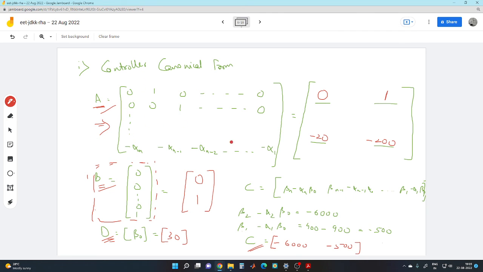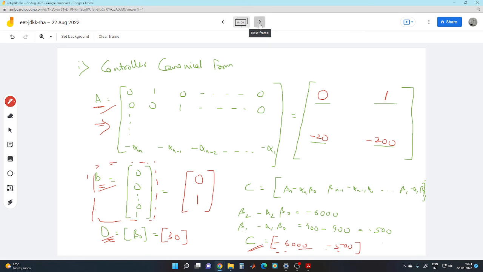And using this expression, because we have n equal to 2, we have a 2 by 2 A matrix in which these values are obtained. Then we have this B matrix, which is a standard matrix. Its value does not change. Then we have this C matrix depending on the value of alpha I and beta I. So using these values, this is the C matrix we obtain. And then there is this D matrix, which is basically the value of beta naught. It is a 1 by 1 matrix or a scalar value, whichever you want to consider it as.